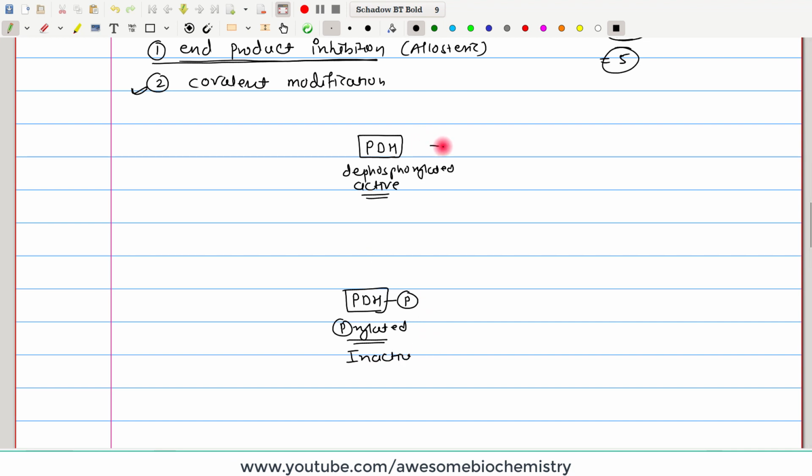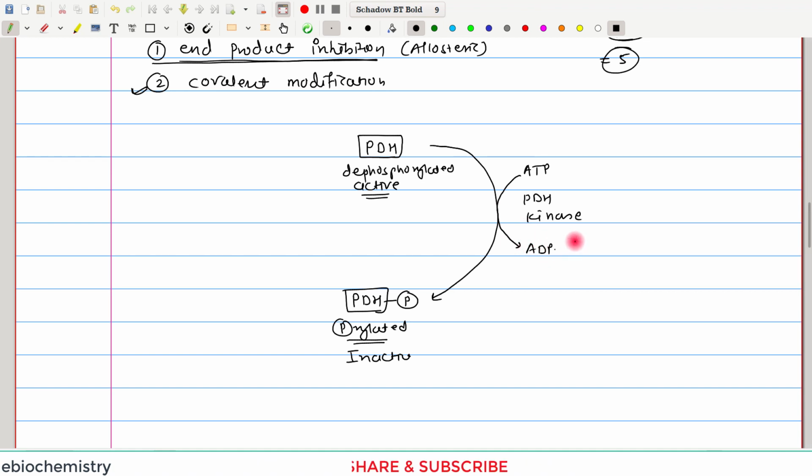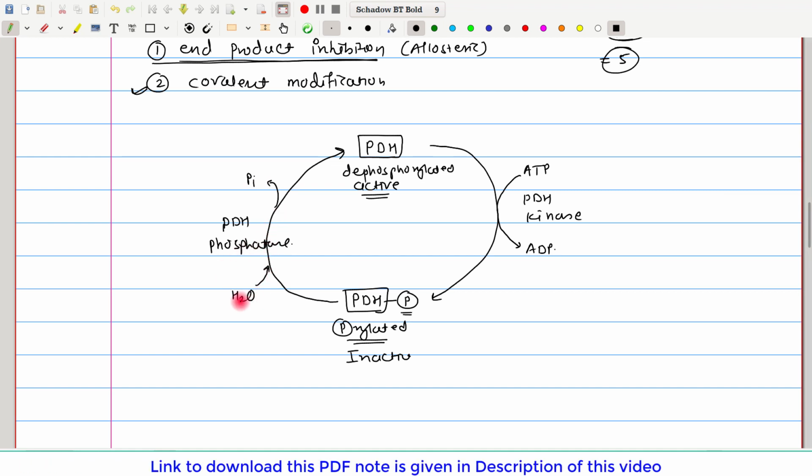Now PDH can be phosphorylated by the enzyme PDH kinase. What this PDH kinase does is transfer phosphate from ATP to pyruvate dehydrogenase, and ATP gets converted to ADP, right? And this phosphate can be removed, or dephosphorylated, by the enzyme PDH phosphatase. PDH phosphatase removes this phosphate as an inorganic phosphate. So inorganic phosphate is removed, but a water molecule is added. So that is a hydrolysis.